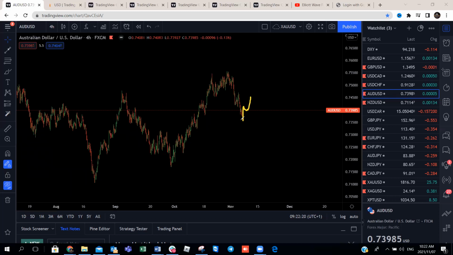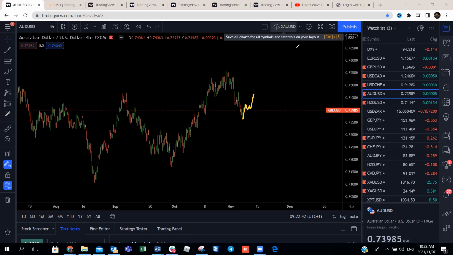Okay, so let's get that 3-wave pullback here. Is it going to be a continuation pattern for this? This move, the expanding flat here is already invalidated. So simply here, we're going to just look for a 3-wave pullback, at least in the short term, because we are seeing the weakness in the DXY. So let's see how far that goes when we get to around 74.50.